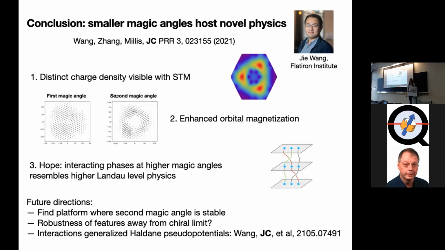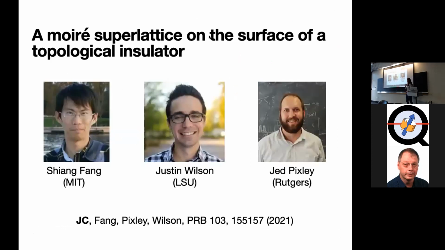Okay, so hopefully then I've given you some convincing that the first magic angle is not the only interesting thing. We can look at these second magic angles, and I think that opens up a new direction to study in this field. For the second part of this talk, I want to move to something different, which is how can we extend the physics of twisted bilayer graphene to other platforms?